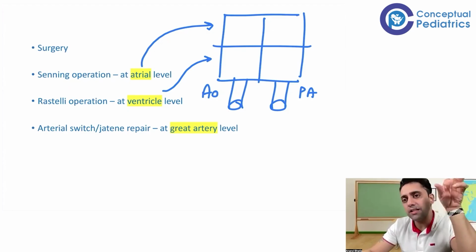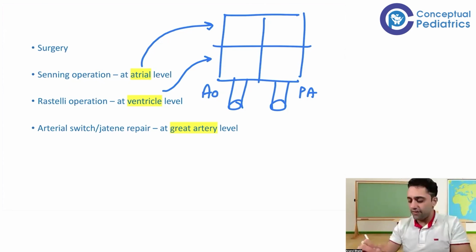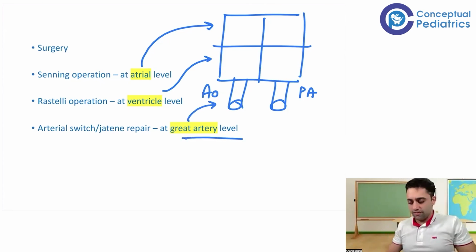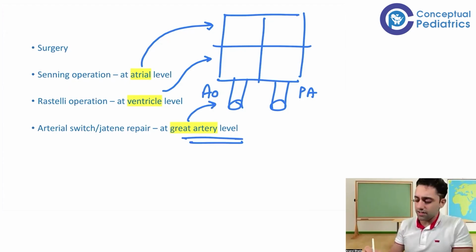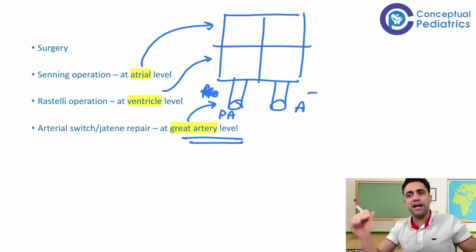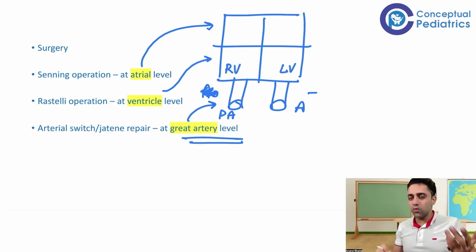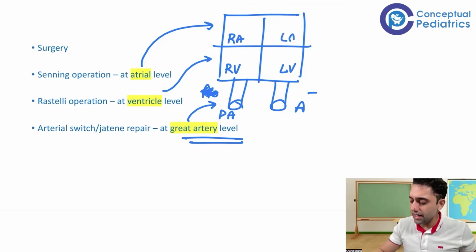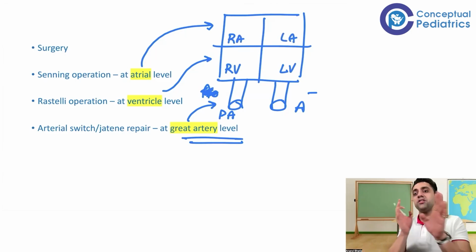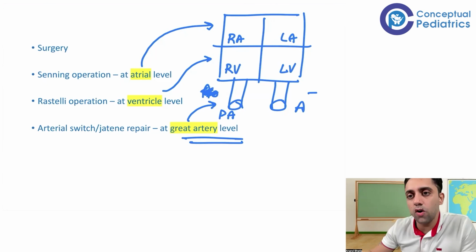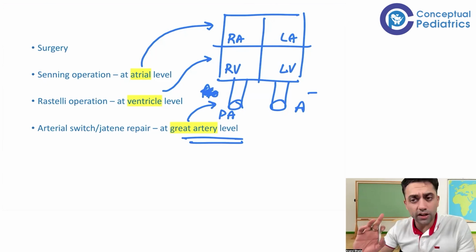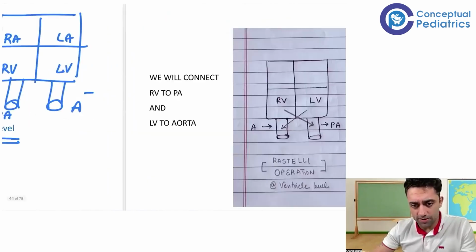So Senning operation is done at the atria level. In the Rastelli operation, you are changing the ventricles, whereas arterial switch is at the great artery level, which in simple words means I'll do one operation where I'll put it back again. This side becomes the pulmonary artery and this side becomes the aorta, like an arterial switch. If you're switching the right ventricle and left ventricle like that, that is known as Rastelli repair. If you're switching the right atrium and left atrium like this, that is known as the Senning operation. Okay, this is very important for exam purposes. So I'll repeat again.